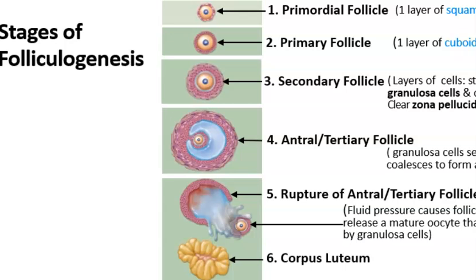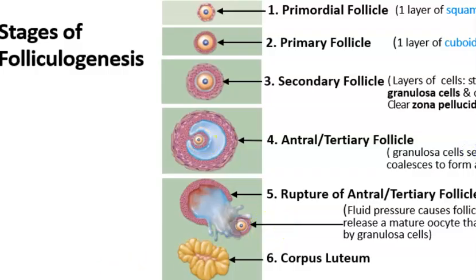The fourth stage of folliculogenesis occurs when the granulosa cells have secreted so much fluid that the fluid forms a cavity in the center of the follicle. That cavity is called an antrum.